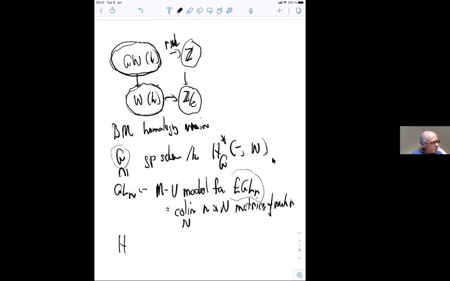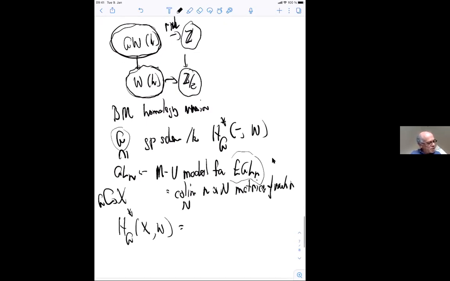So you can define this guy here, where now X is some scheme with a G action. You define this to be the limit of the cohomology of these. Maybe I call this U_n of X cross U_n modulo G, with coefficients in W.